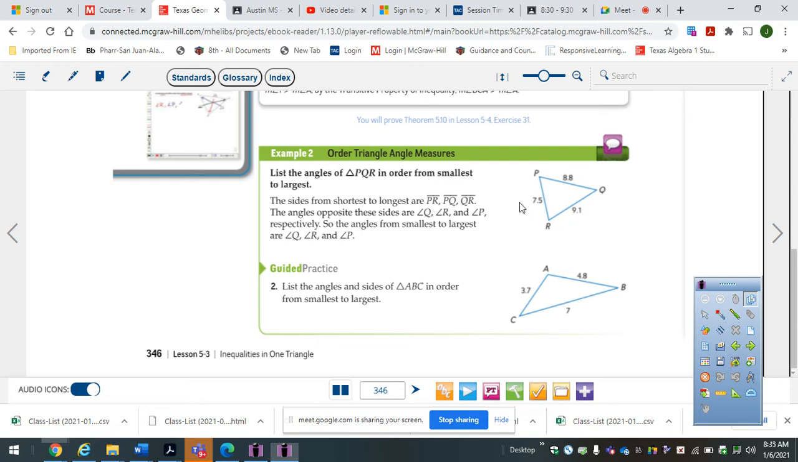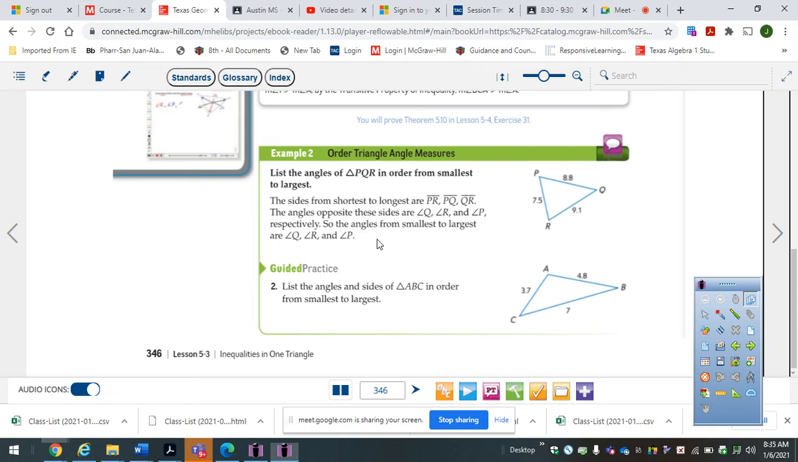and they want smallest. Which is the smallest side length? 7.5. So across it would be what? Q. So that happens to be the smallest angle. The angle opposite the side is Q, so we're going to go with that one first, Q. And then the second one would be 8.8, so across that one would be R, QR. And then the longest one would be 9.1, so that should go last, which is P. So we're going to go QRP.